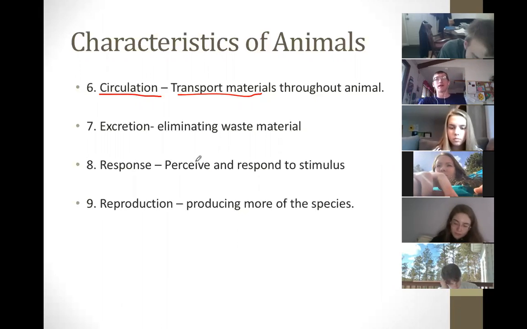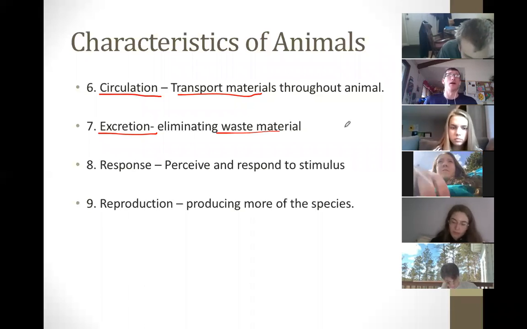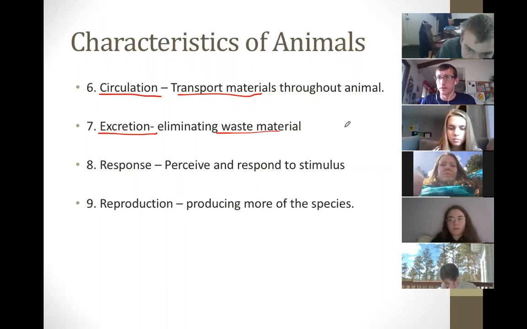Okay, next thing is excretion. How do you get rid of your waste? Again, it's different in every animal. It's different in a sponge, different in a worm, different in a person. You and I get rid of our waste in a couple of ways. Anybody want to guess one?